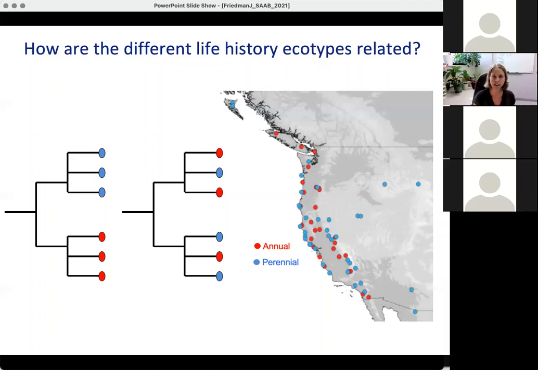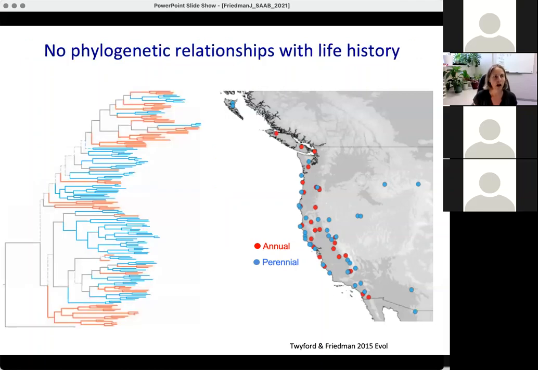Okay, so keep these two potential trees in your mind, and I'm going to jump right into the results for what we find. So which of these two patterns did we discover? Well, we very clearly found no phylogenetic relations with life history.